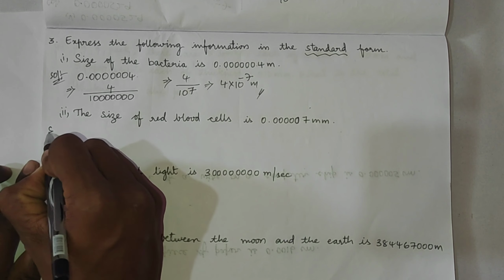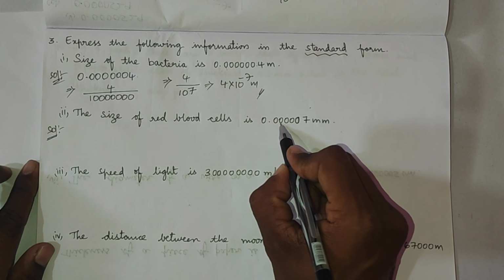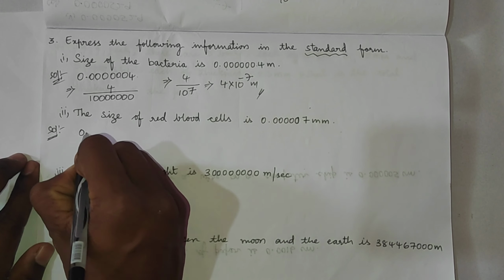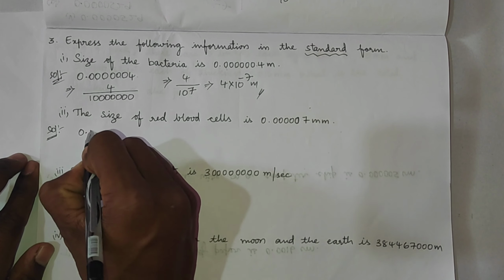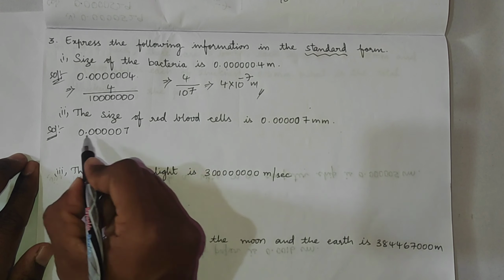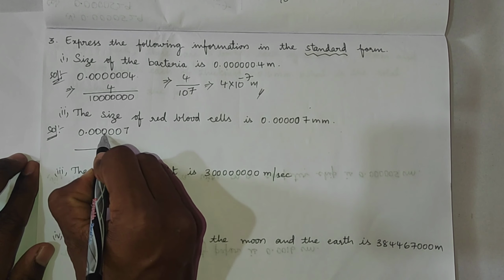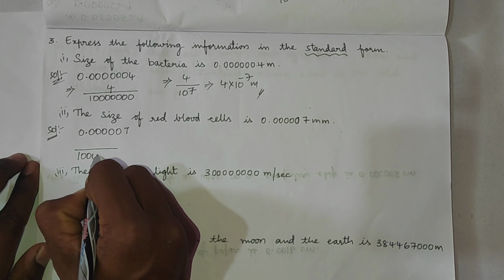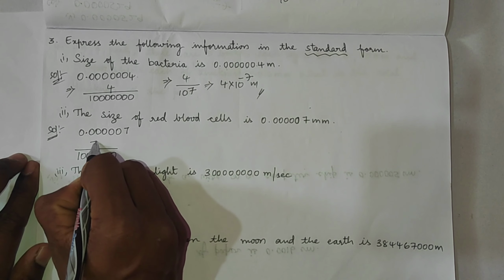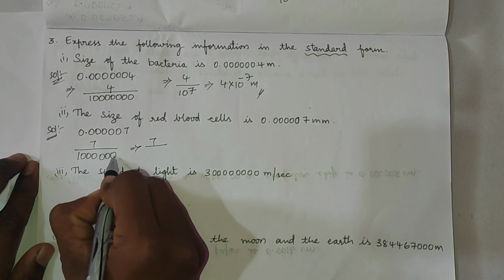Next, the second one: the size of red blood cells is 0.000007 millimeters. How many zeros here? 3 plus 2, 5. 1, 2, 3, 4, 5, and given 7 mm. If you remove the decimal point, we have to write that many zeros: 6 zeros, 1, 2, 3, 4, 5, 6. If you remove the decimal point, the value will be 7 only. So 7 by 10 to the power of 6.